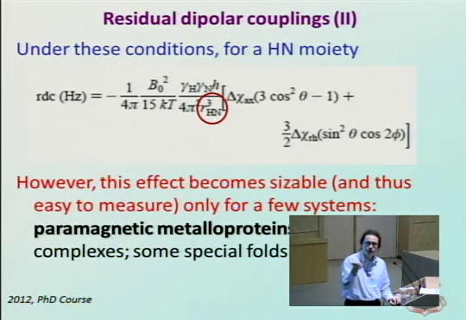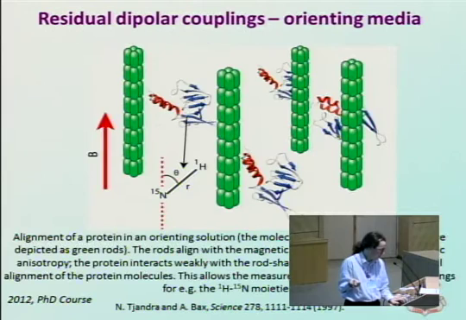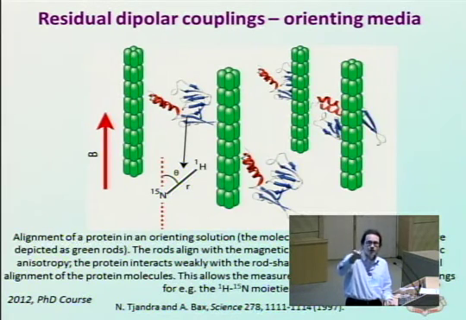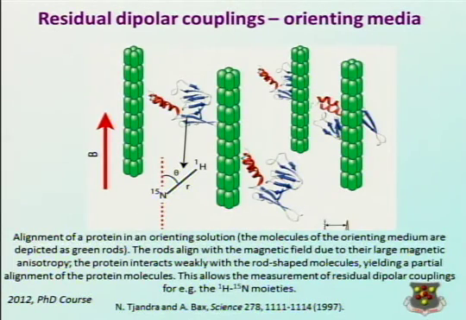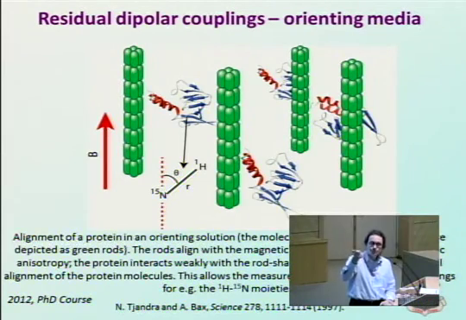This is particularly pronounced in paramagnetic metalloproteins, or you can make it significant for diamagnetic proteins if you use what is called an orienting medium. So you take a solution where you have something that is strongly aligning with the magnetic field. If you dissolve your protein in that medium, you get non-specific protein-rod filament interaction. You can do this in different ways. For example, viral particles are particularly popular and easy to use.